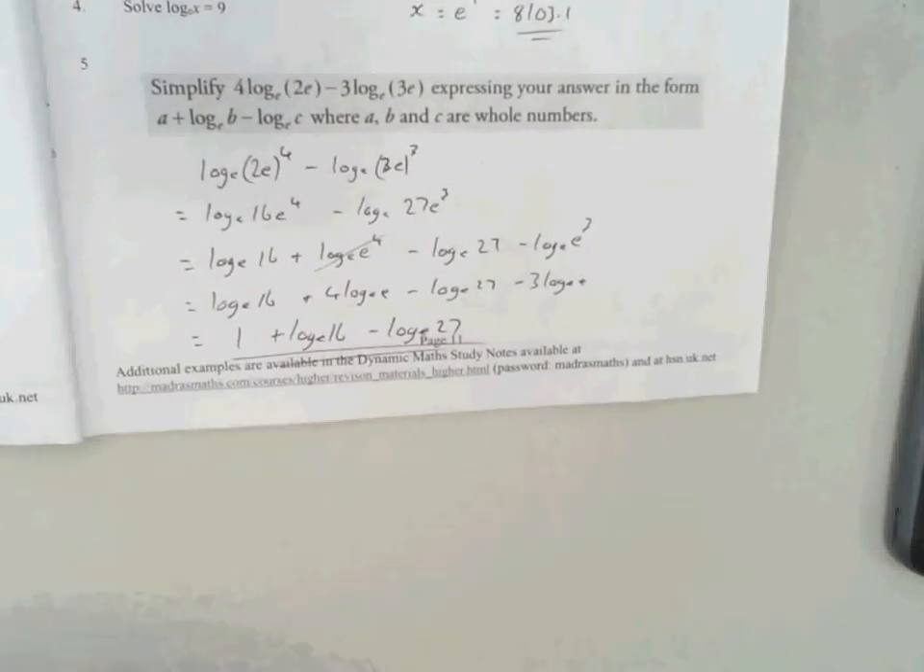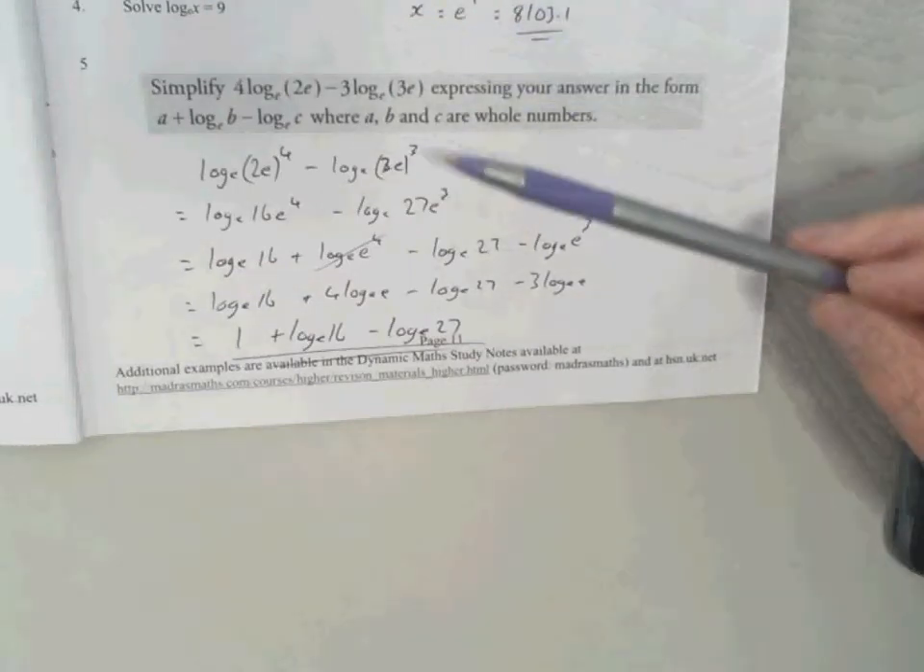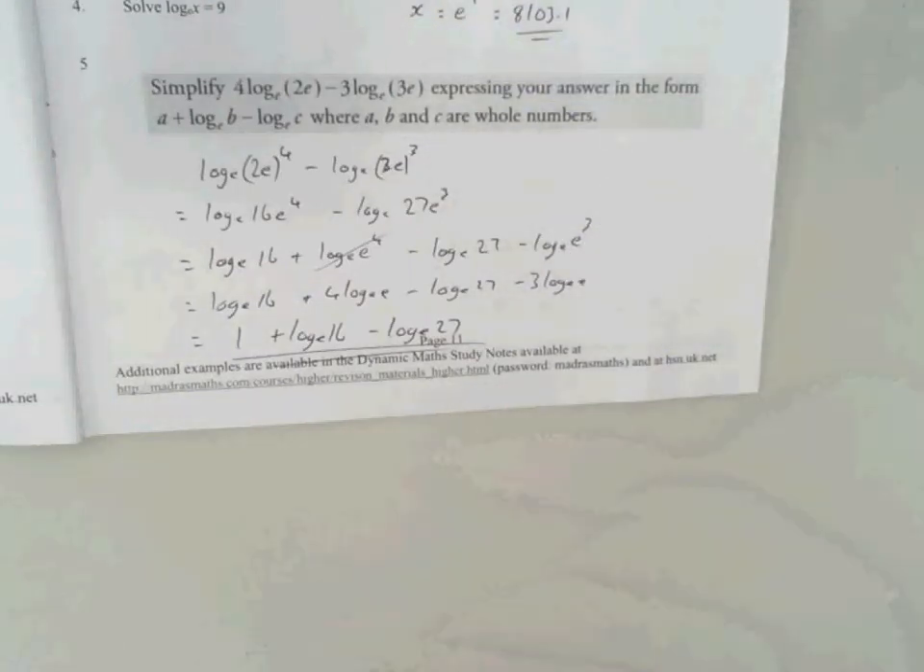Question number 5. So this is an old exam question, it's reasonably tricky. Simplify, so all to the base e, 4 log 2e minus 3 log 3e, expressing your answers in the form of a plus log b minus log c, where a, b and c are whole numbers. So would I expect you guys to be able to do this straight away? No, I wouldn't. This is a question you'll be building up to by doing all of the bookwork exercise. So we'll go through it.